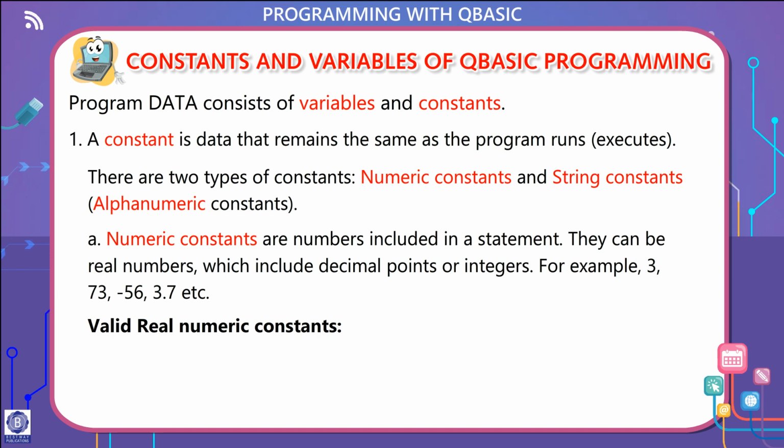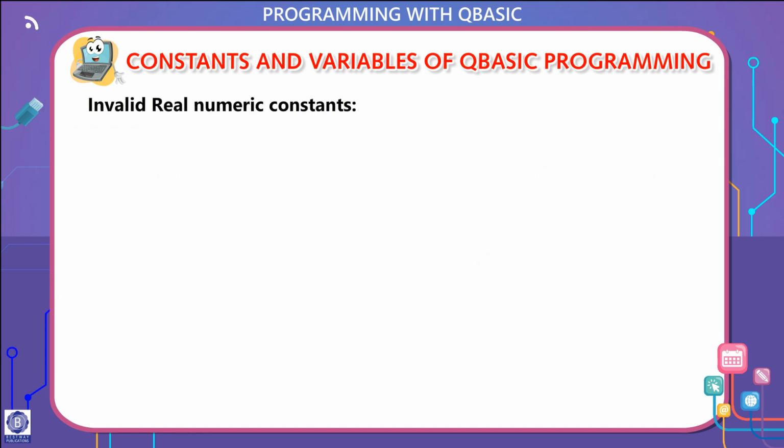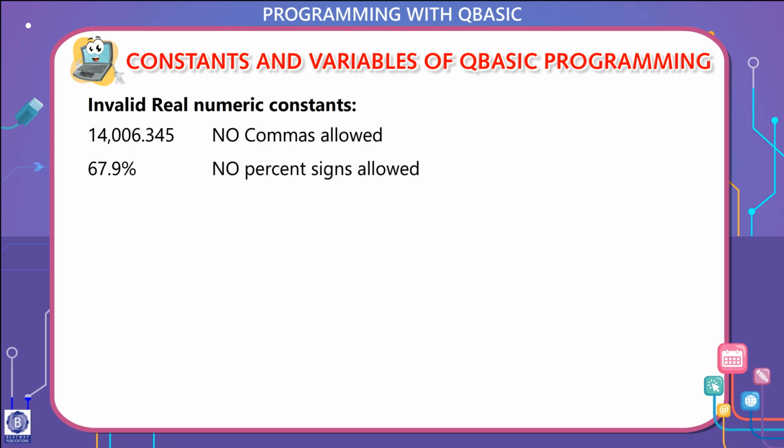Valid real numeric constants: 6.06, 0.74356, 0.95, minus 9.56. Invalid real numeric constants: 14,006.345, no commas allowed; 67.9%, no percent signs allowed; 1 space 56.7, no spaces allowed.